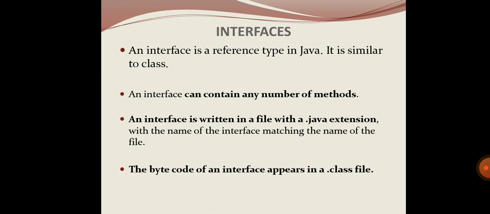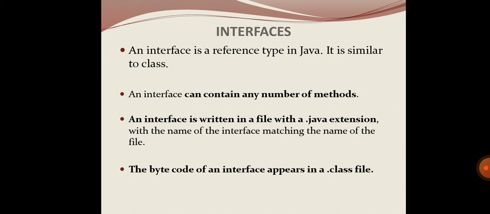Along with the abstract methods, an interface may also contain constants, default methods, static methods and nested types. Method bodies exist only for default methods and static methods. An interface is similar to a class and can contain any number of methods, and it will have the extension .java. The bytecode for the interface appears in a .class file.